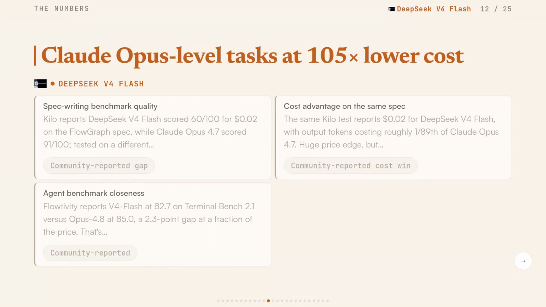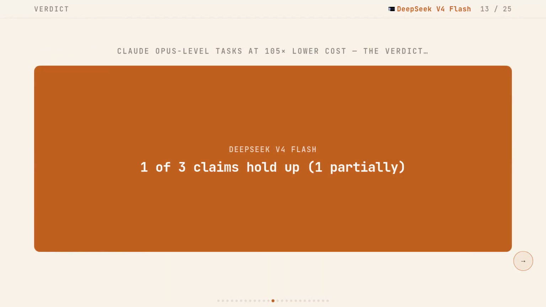But a 31-point quality gap on the same task is too big to call this a straight swap, even at a fraction of the price. Claim 3 falls short. Flash is massively cheaper, but a published 31-point quality gap on the same spec task means you're getting a cheaper alternative with real quality trade-offs, not Opus parity. That's 1 claim verified, 1 partially true, 1 falling short, 2 left.